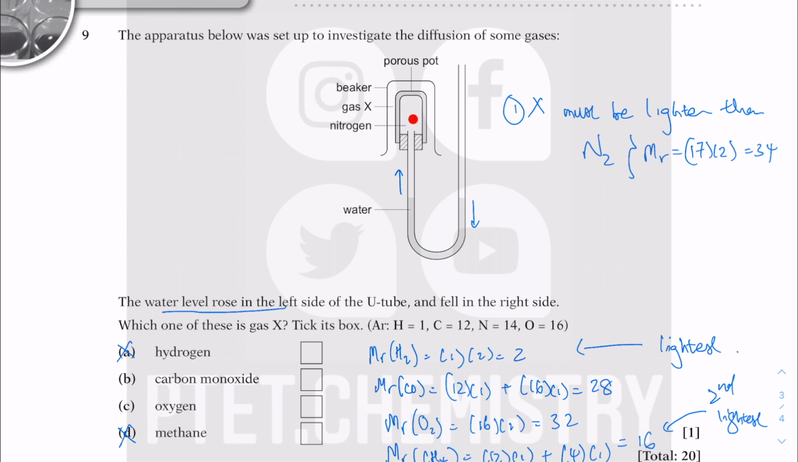Once it diffuses into the porous pot from the higher concentration outside into the low concentration inside, the mass of 32 is still lower than 28... that means previously you have something of a mass, now you have something of mass 32, and therefore they diffuse at almost similar rates, but this one is lighter than this, and therefore this pressure will exert downward more compared to the nitrogen. That's why it goes in the direction the question required. So I will go for oxygen being the best option here.